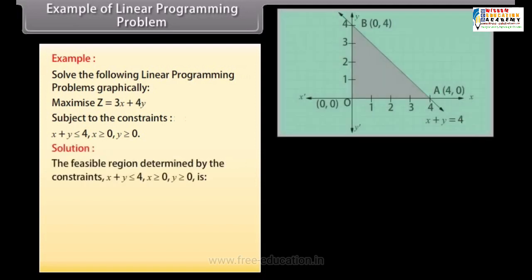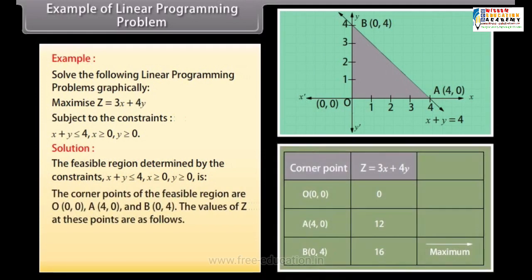Solution. The feasible region determined by the constraints x plus y is smaller than or equal to 4, x is greater than or equal to 0, y is greater than or equal to 0 is given in the figure. The corner points of the feasible region are O(0,0), A(4,0) and B(0,4). The values of Z at these points are as follows. Therefore, the maximum value of Z is 16 at the point B(0,4).